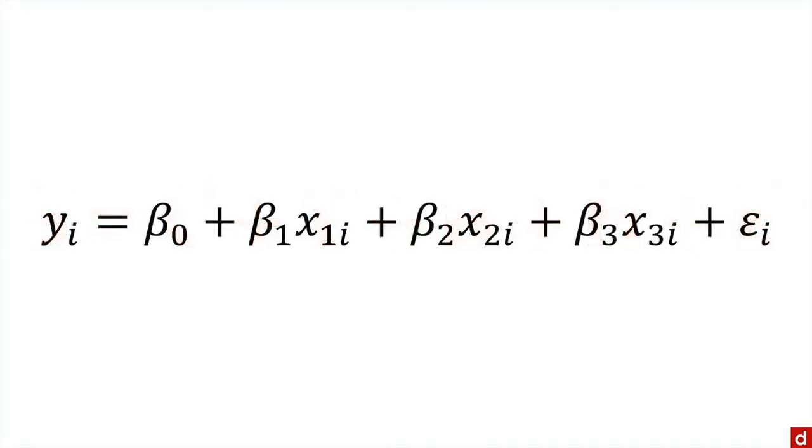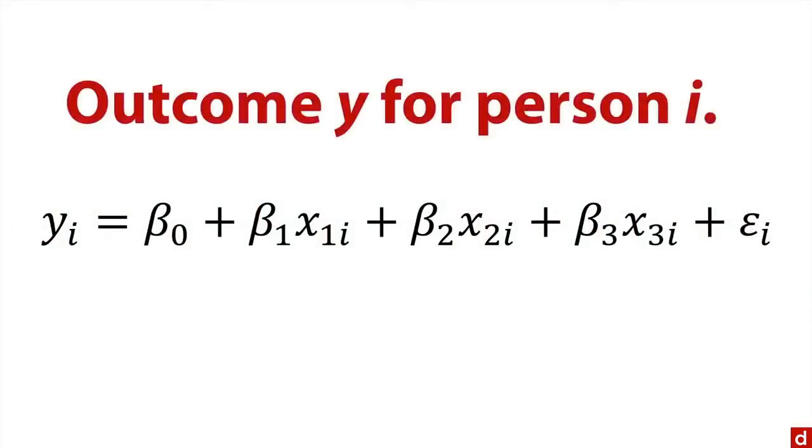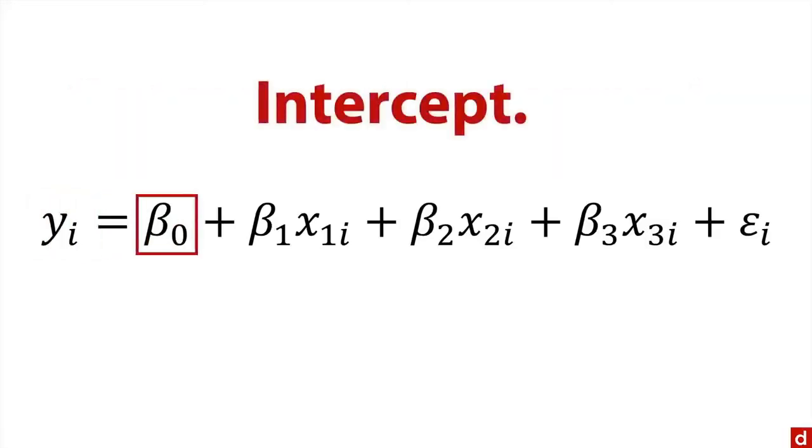symbolically like this. And let's go through this equation very quickly. The first thing we have is outcome. We call that Y, the variable Y, for person i. i stands for each case in our observations. So here's outcome Y for person i. This letter right here is a Greek beta, and it represents the intercept or the average. That's why it has a 0, because we don't multiply it times anything.